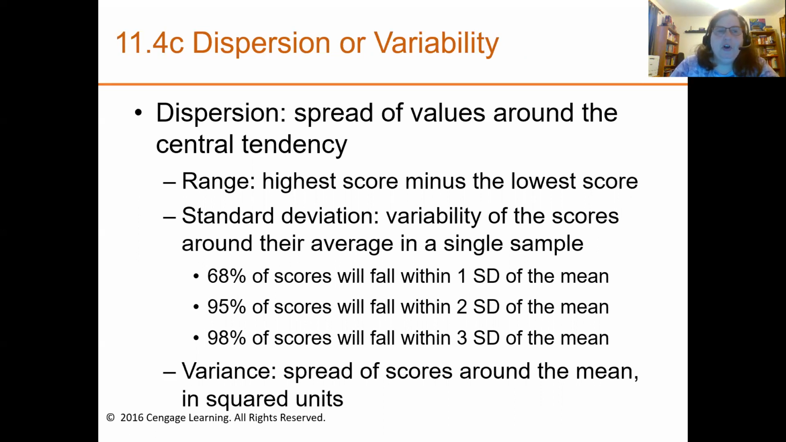68% of scores will fall within one standard deviation of the mean, assuming normality. 95% within two standard deviations, and it says 98, but it's really closer to 99 that will fall within three standard deviations. So there you go.